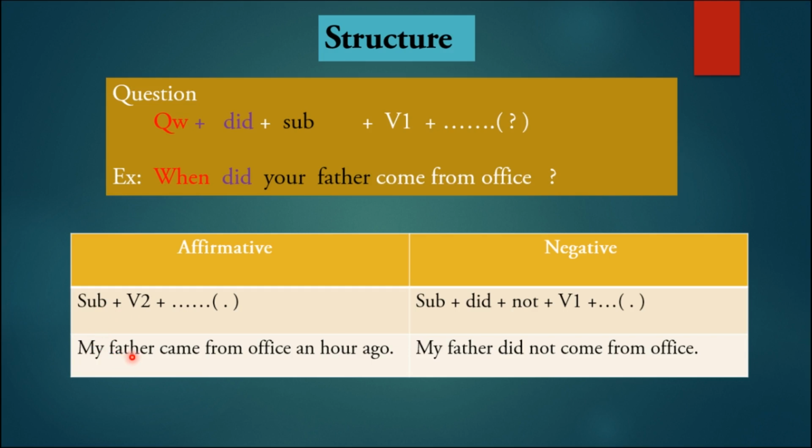Let me give the example. In the subject place, my father came. V2, come, came, come, came is V2, from office an hour ago.